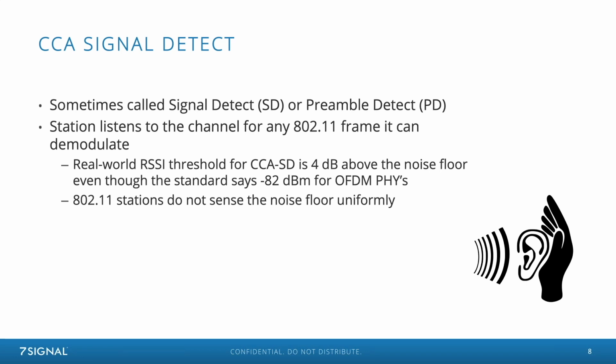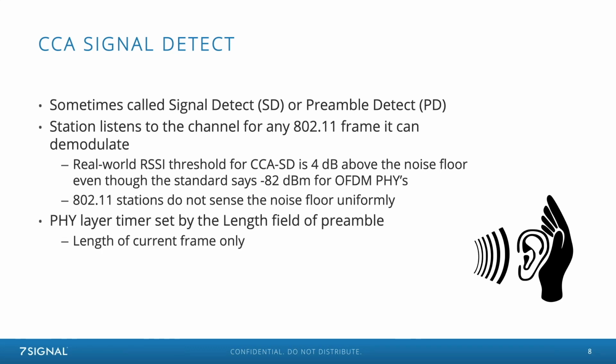An important point here too is that there's a lot of diversity in the quality of Wi-Fi stations, and some have more sensitive radios than others. And so you could have signals that trip the signal detect threshold for some clients, but not others. And we also use this to set a PHY layer timer using the length field that we can hear in the preamble. I think we combine that with the rate field to understand the length of the current frame and how long we need to wait before it's finished.